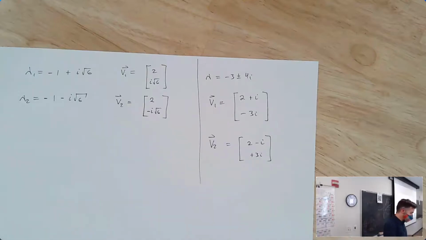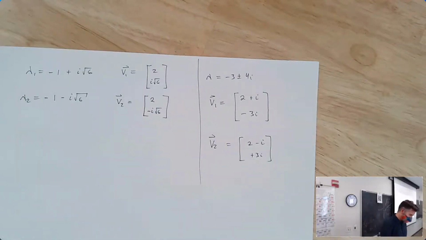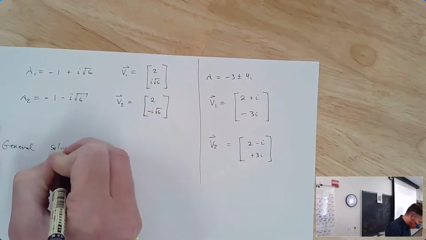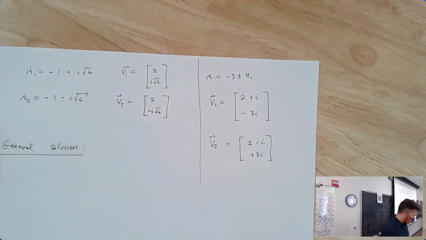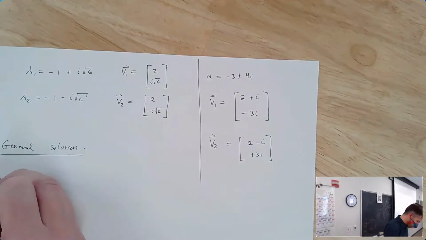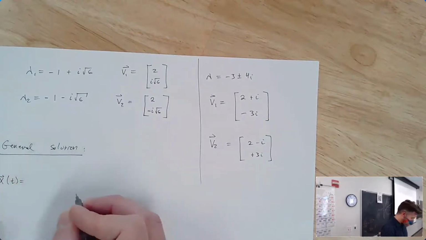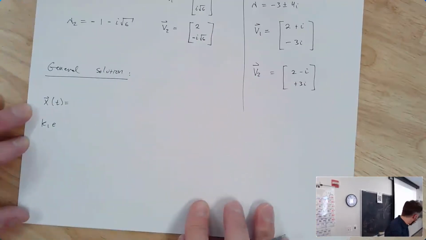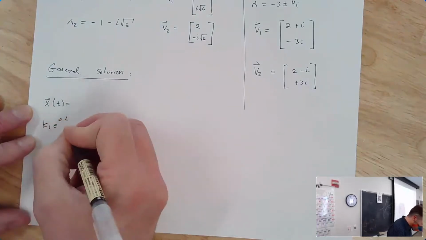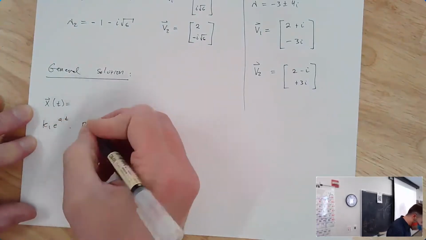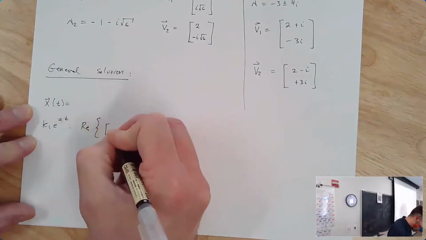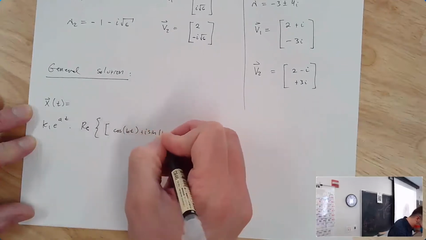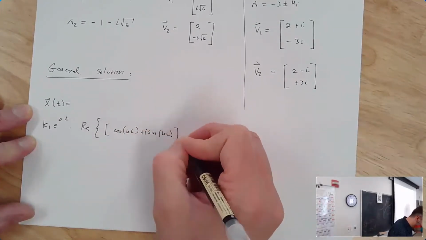So let me back up a little bit, because here's what the solution looks like. The general solution, when we have imaginary eigenvalues, looks like the following. X, a vector, is equal to K1 e to the At times the real part of cosine of Bt plus i sine of Bt times the vector V.